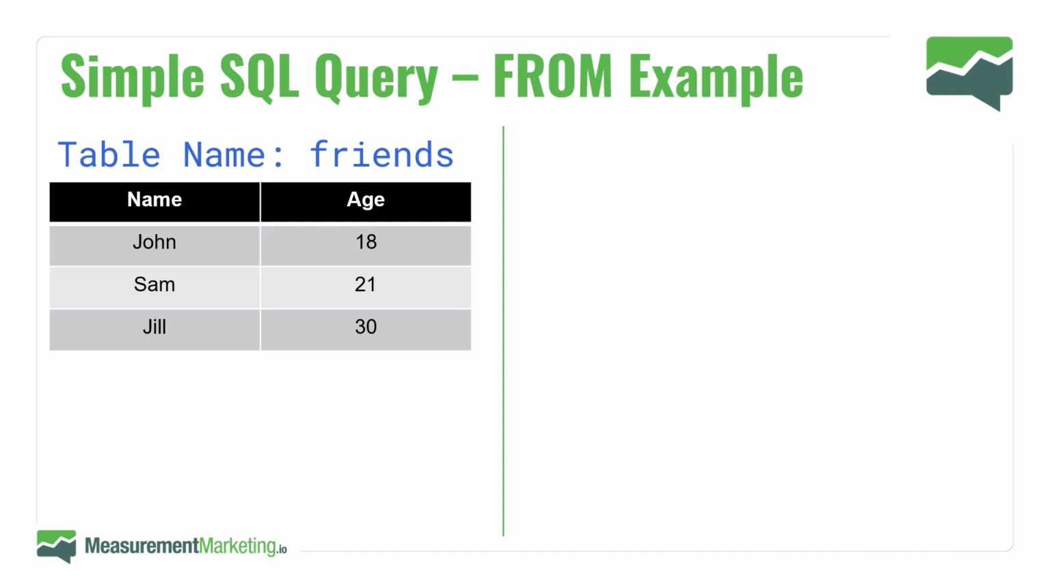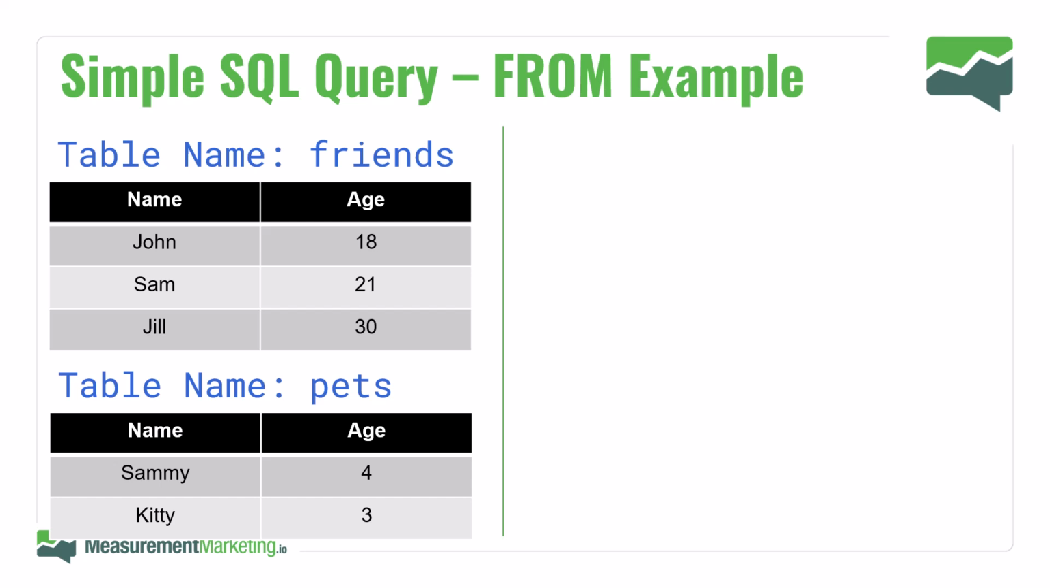So we have our friends table. We have John, Jill, and Sam. And let's say we have another table. Let's say we have this other table of our pets, and we have a pet named Sammy and a pet named Kitty, okay? So we have two tables now. And we're going to say select name. But look at this. Both table friends and pets have columns name. So which table do you want the data from?